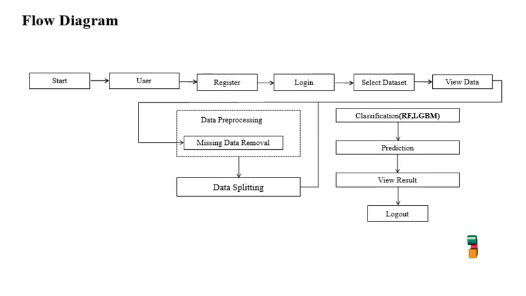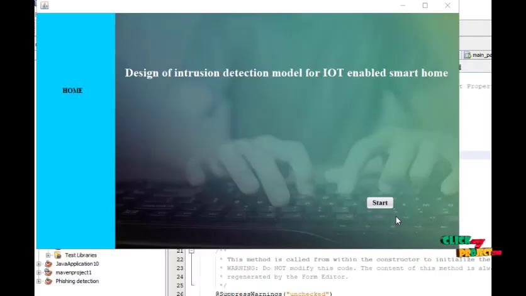In the prediction step, the user is going to give input. On this input, a classification algorithm such as the light gradient boosting machine algorithm is applied on the data and predicts the result as either normal or anomalous. The result will be viewed by the user. Then the user will log out from this process. Let's see how to run the project.